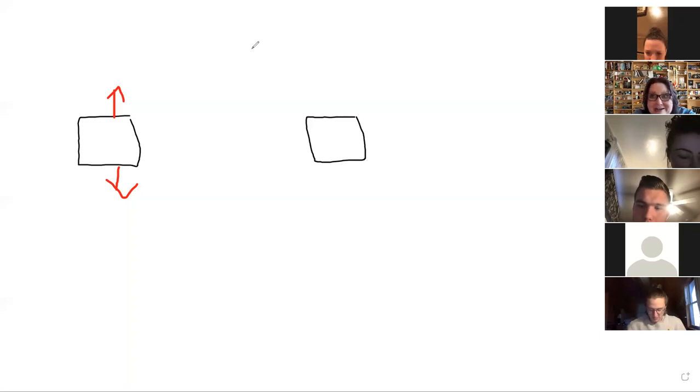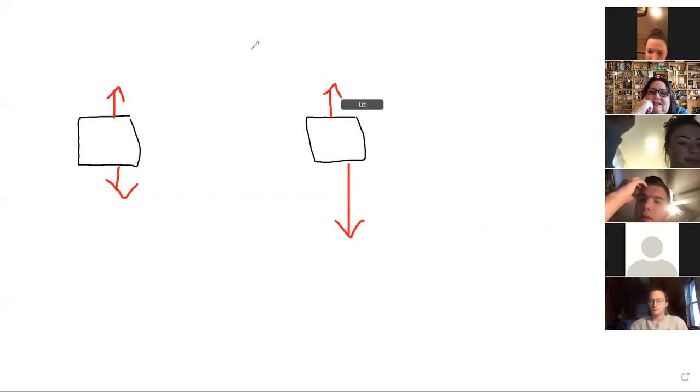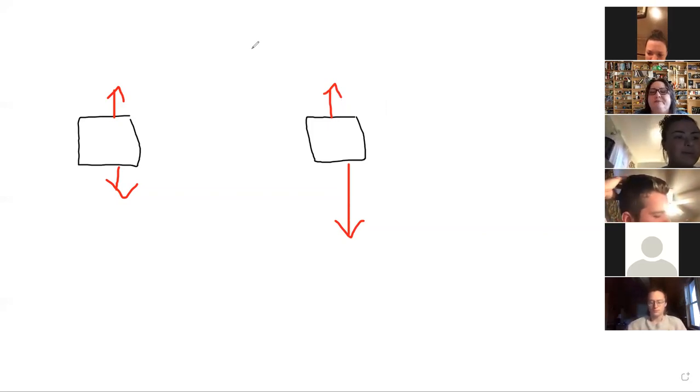All right, now I want you to draw the free body diagram of it falling through the air. And it's falling to the ground. Good. Good, good, good. All right. So this is what it would look like for the free body diagram.